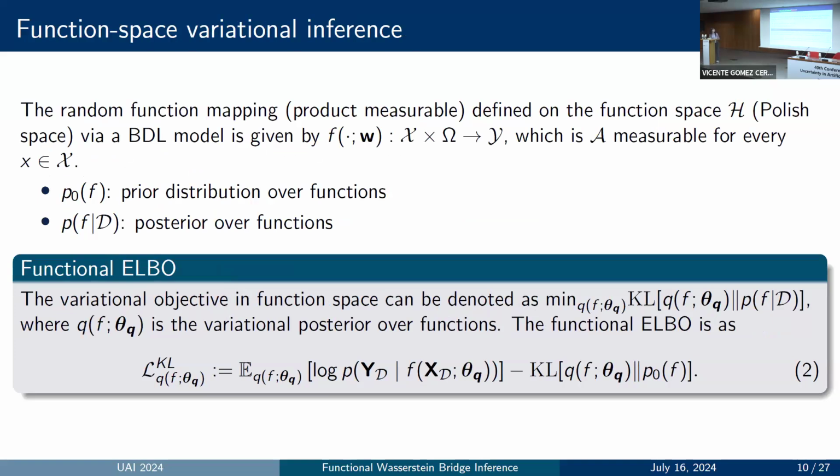Similarly, suppose that P0(F) is the prior distribution for the random function mappings. Like the definition of variational inference in parameter space, variational inference in function space can be denoted by this functional ELBO shown in equation 2, where Q(F) is the variational posterior over functions induced by the variational posterior over parameters. One can then effectively incorporate meaningful prior information via this functional prior P0(F) in the KL term during the optimization.